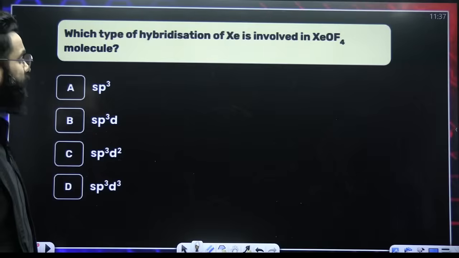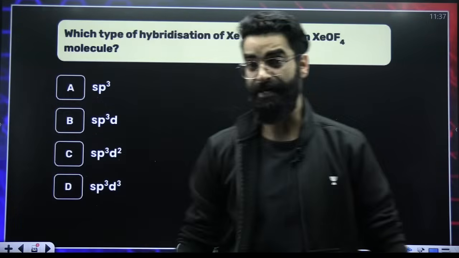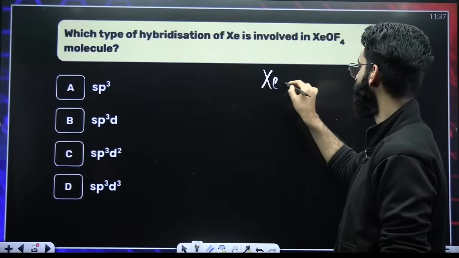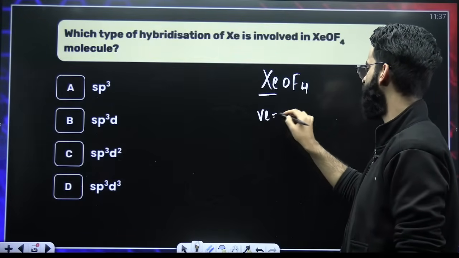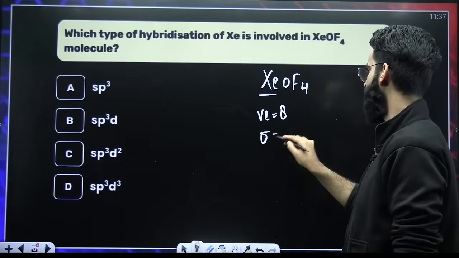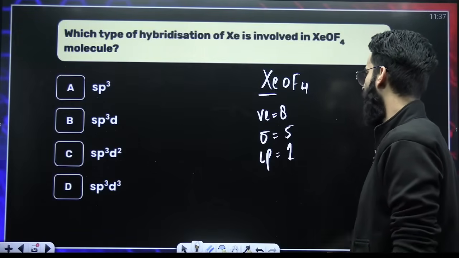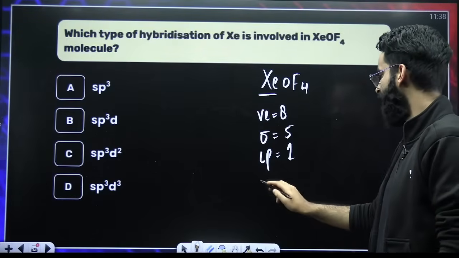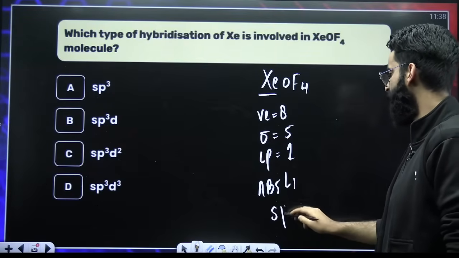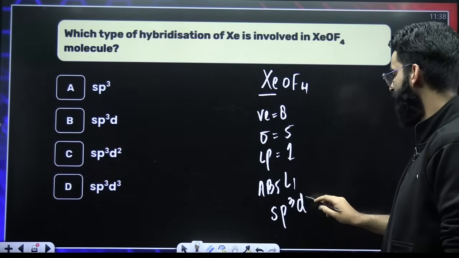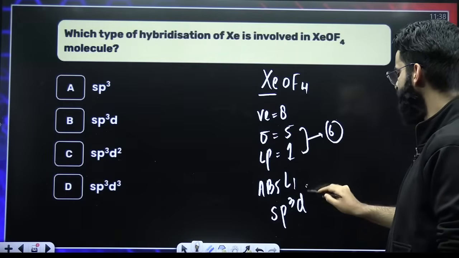Which type of hybridization of xenon is involved in the XeOF4 molecule? XeOF4. Valence electrons, 8. Sigma bonds, 4 plus 1, 5. Lone pairs, 1. Right? Type of the molecule, AB5L1. Steric number is 6. Hybridization is sp3d2.